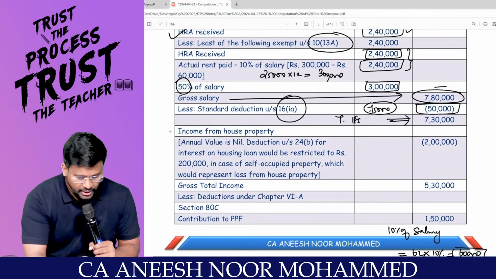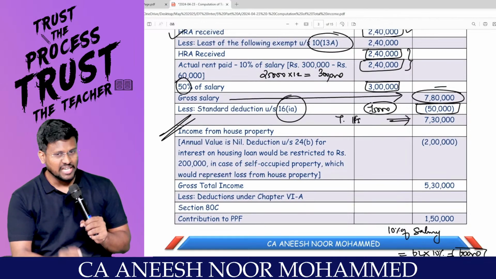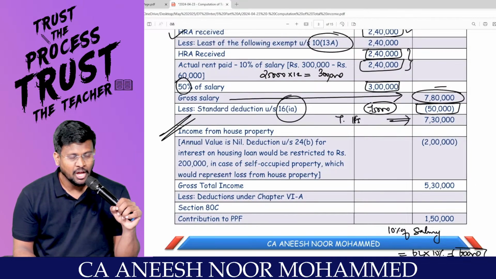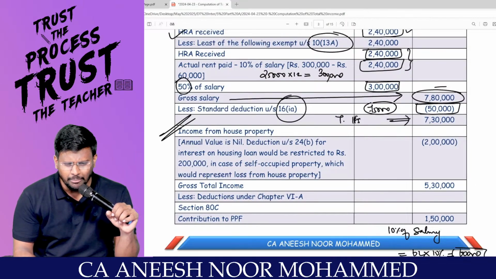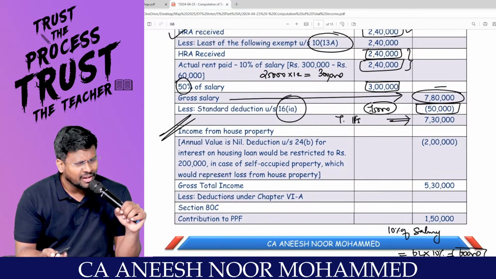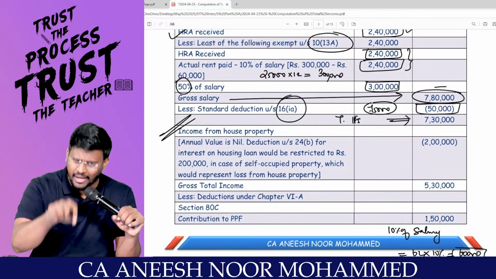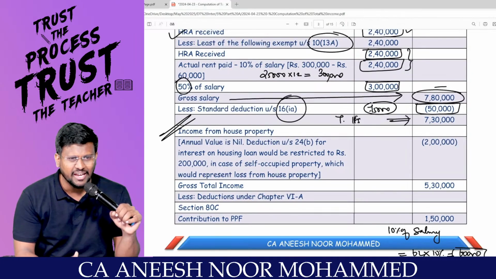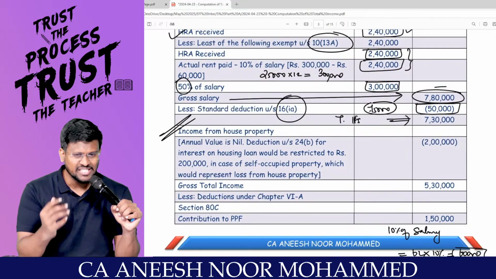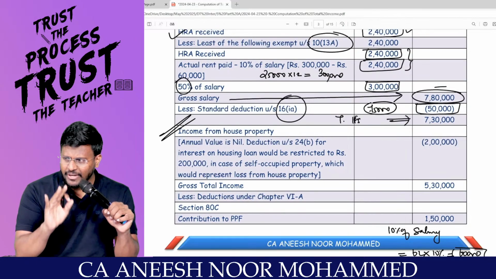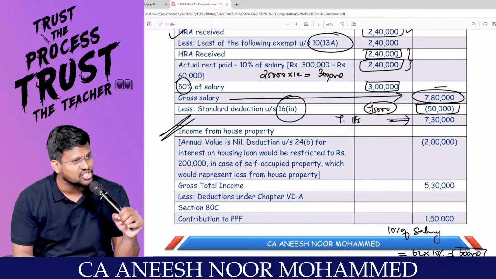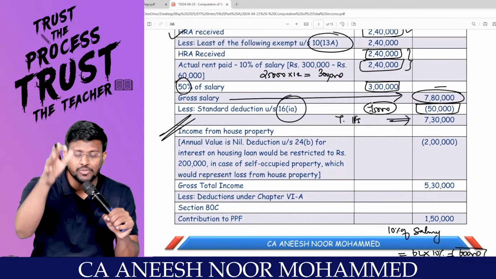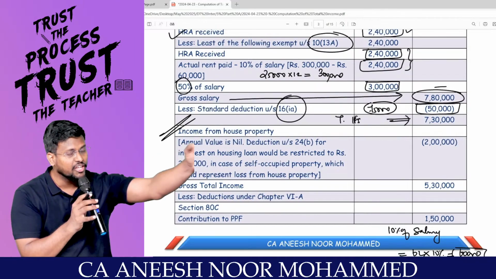I am coming to income from house property. Sir, the property is what property? Self-occupied property. From the self-occupied property, will rental income come? No. GAV will be nil. Less municipal taxes you will pay, but that cannot be claimed as a deduction. So automatically NAV will be nil. Sir, since the NAV is nil, 30% of NAV cannot be claimed as a deduction.